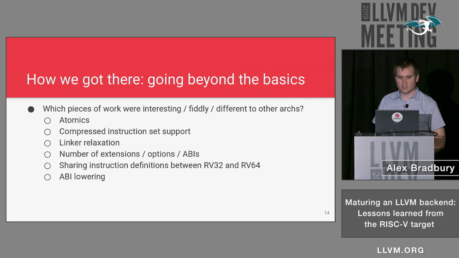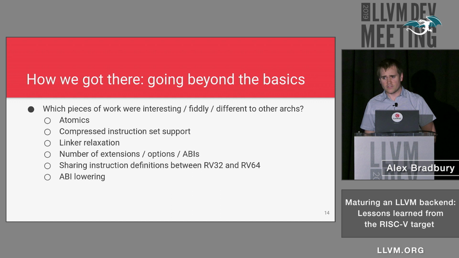I'll maybe return to a few of these if there's any time at the end, but I thought it would be useful to list a few things which were particularly interesting or fiddly or maybe different to other architectures. RISC-V is, as the name suggests, designed to be a completely vanilla RISC architecture. So from that perspective, it may seem surprising that there's anything that requires any real work in LLVM at all. Shouldn't it just all be straightforward? As it turned out, there are a few things that required somewhat more thought and effort.